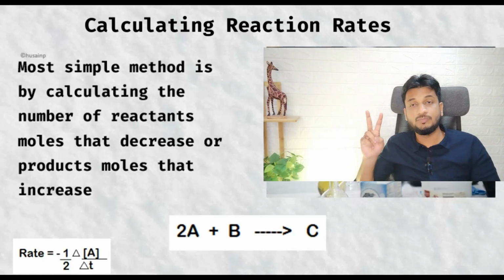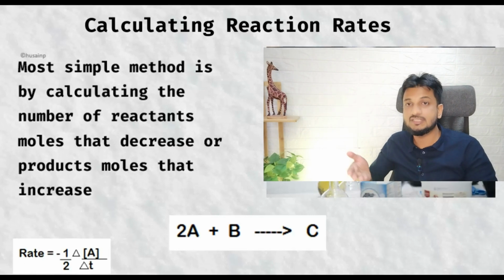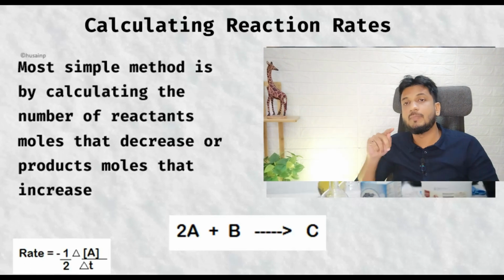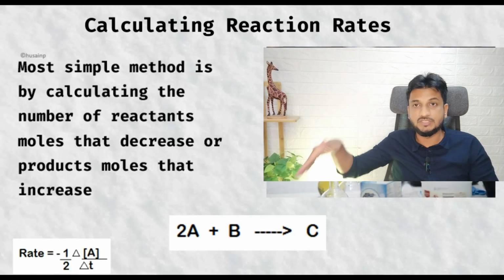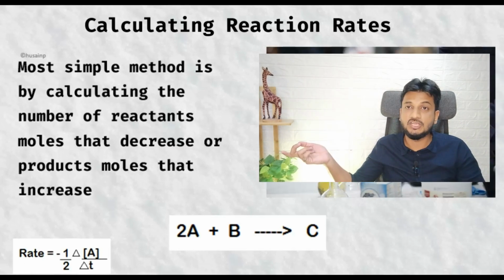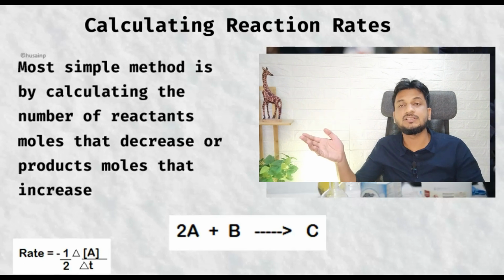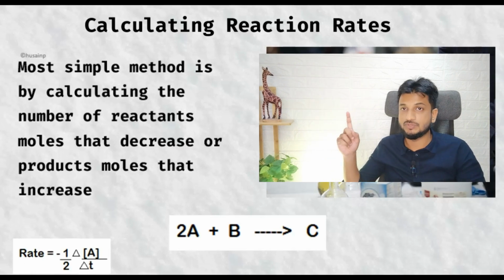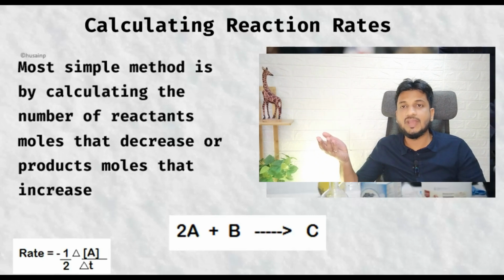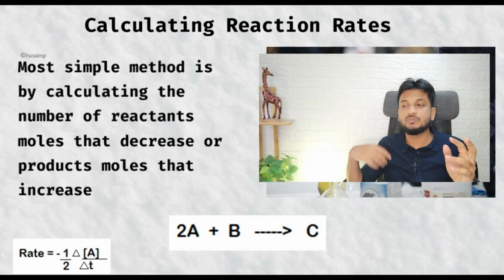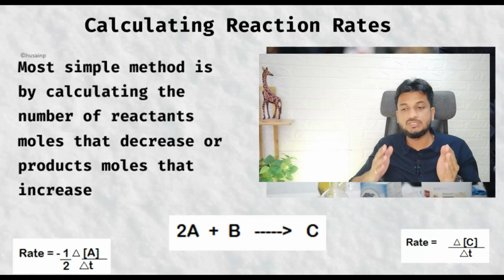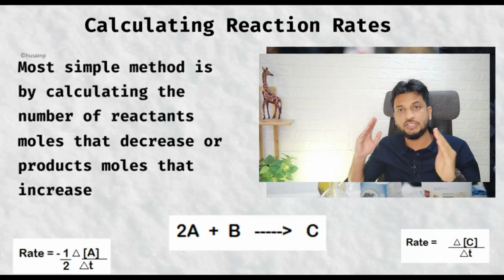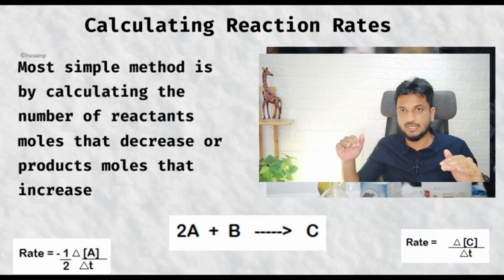Point number one. Point number two, if you are writing it for a reactant, in this case say A or B, then a minus sign is included in the formula. Why? Because the reactant concentration decreases. So that change is negative, the negatives cancel, and the rate becomes positive. So it is very important to put a minus sign for a reactant. But in the same reaction we can calculate the rate in terms of C. So in terms of C, the formula will be a bit different. It will be rate is equal to change in the amount or concentration of C over change in time.